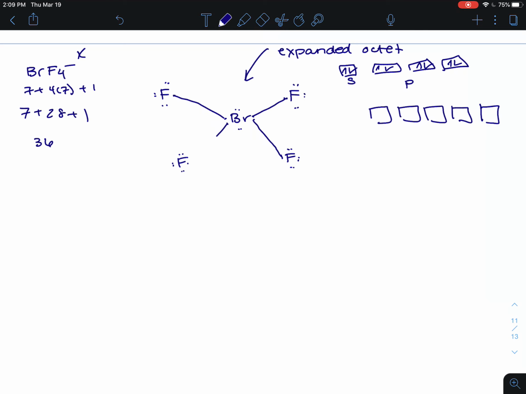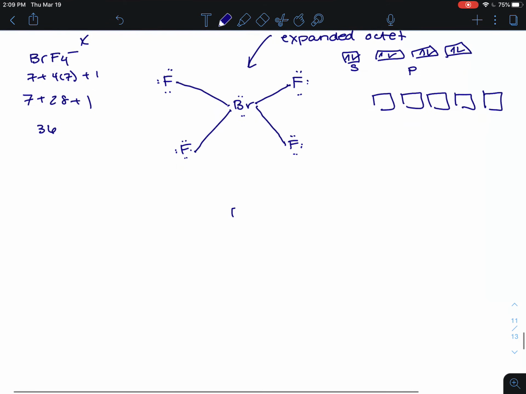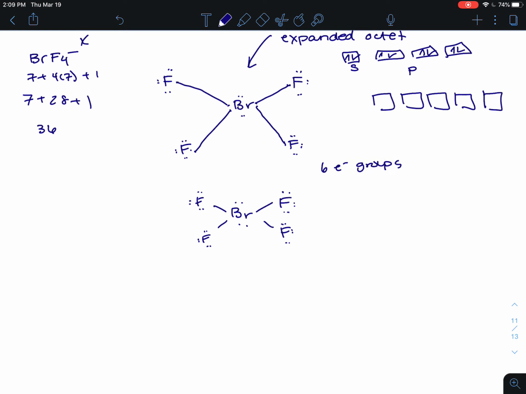So then it can bond here and here with that fluorine, here and here with this fluorine, to give us 4 bonds and 2 lone pairs. And what shape is this? 1, 2, 3, 4, 5, 6 electron groups, 4 bonding pairs, and 2 lone pairs.